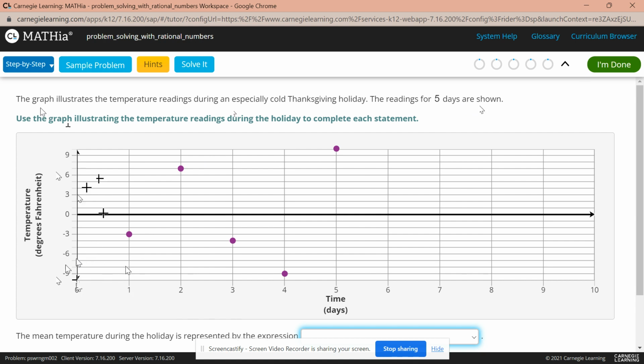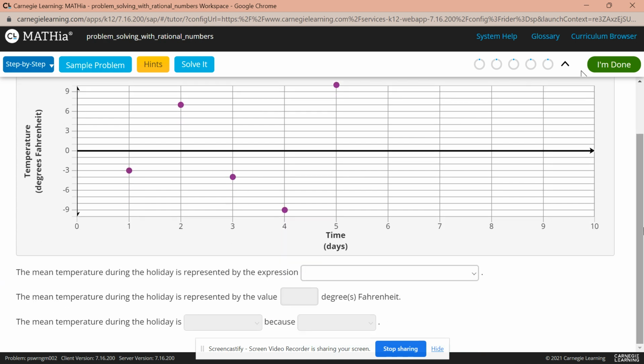So it looks like on day one, the temperature was -3 degrees. On day two, it was 7 degrees. On day three, it was -4 degrees. On day four, my goodness, it was -9. And then on day five, it was 10 degrees. Talk about fluctuating temperatures, right?